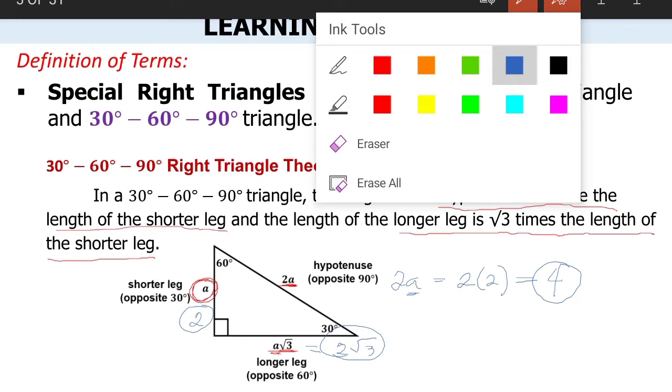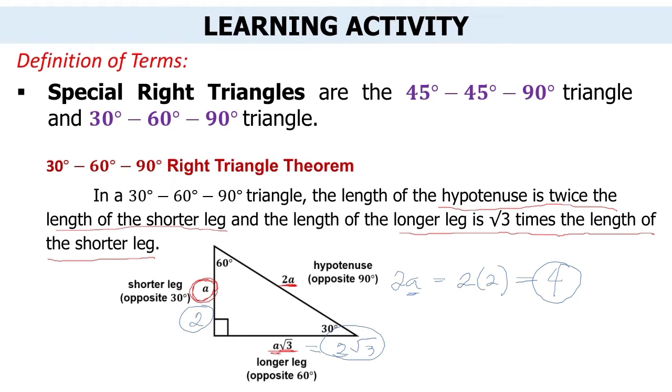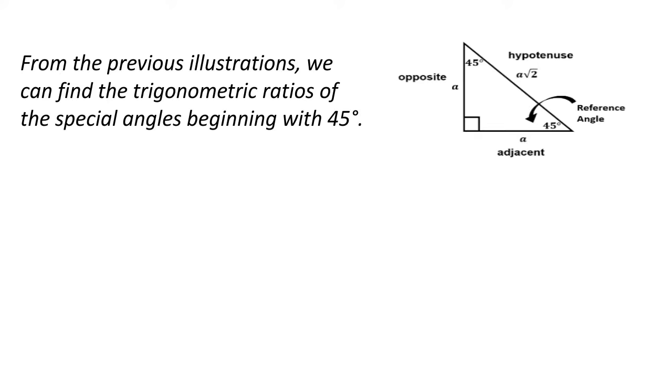So let us now proceed to the next slide. From the previous illustrations, we can find the trigonometric ratios of special angles. And in this slide, we will begin with 45 degrees.